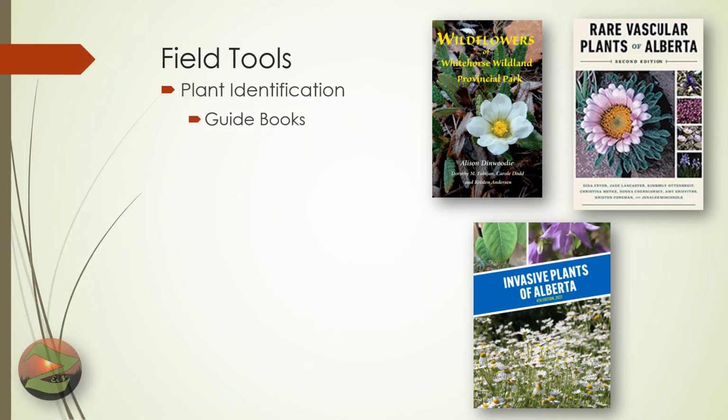There are other plant identification tools that can be used that may be specific to a region, such as ANPC's Whitehorse Wildland wildflowers, or specific to a group of plants of interest, such as ANPC's Rare Vascular Plants of Alberta 2nd edition, or the Invasive Plants of Alberta 4th edition Weed Guide. There are many more available for Alberta, such as some of the Lone Pine books, like Plants of the Western Boreal Forests, and the Common Rangeland Plants books. Both floras and guidebooks provide information on species habitat and ecology.